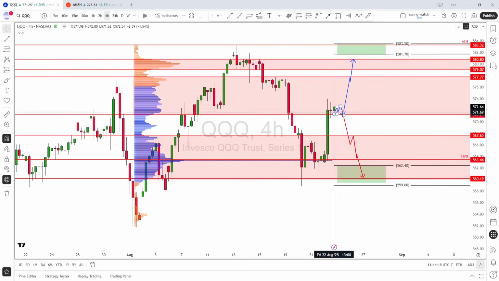If it is able to hold this edge, then look for some sort of consolidation and chopping up into this 577.77, the upper edge of this distribution. And if it could move above that and get into this high volume zone, then there's a possibility the upper range could be in play, which the market is pricing in at 583.5 and 581.70.